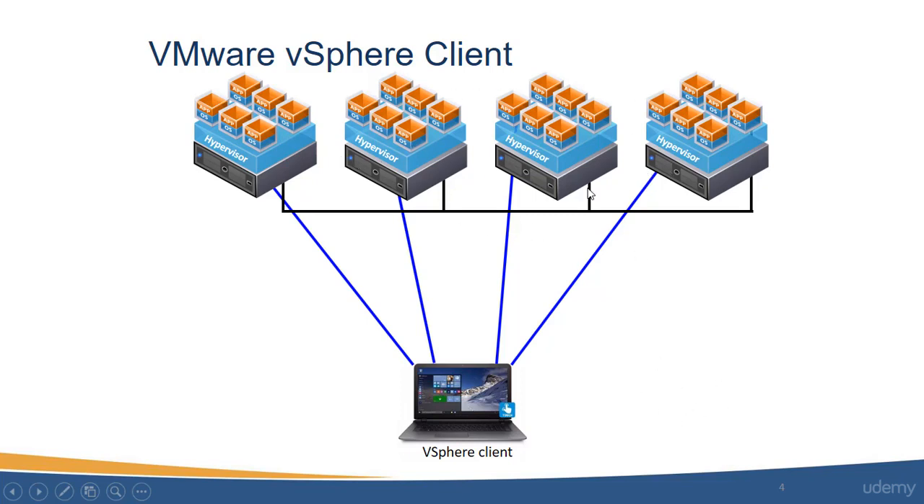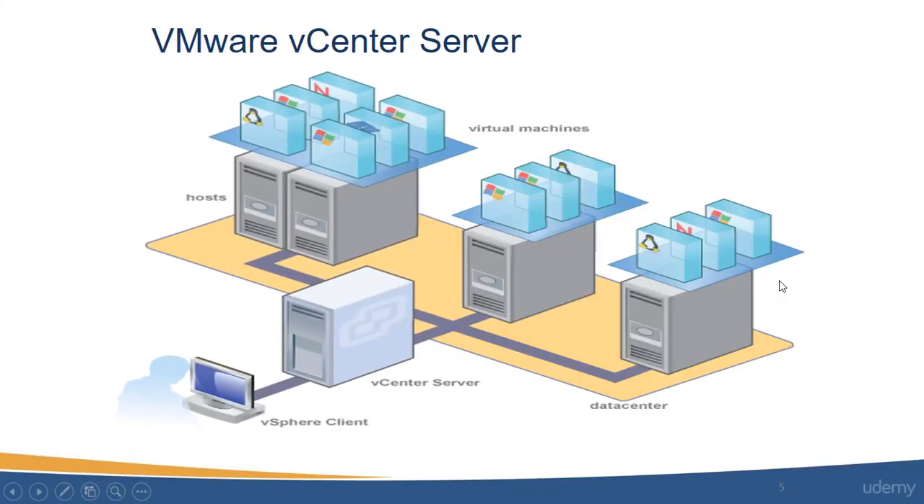And also this architecture is very limited. There are more features of VMware that we can't use with this architecture or this infrastructure. So for that, we need to use a new tool of VMware, called vCenter Server. So this is an example of architecture using the vCenter Server.